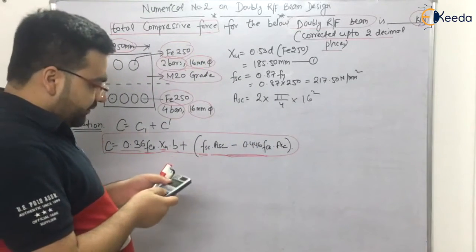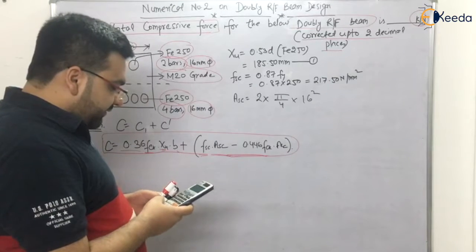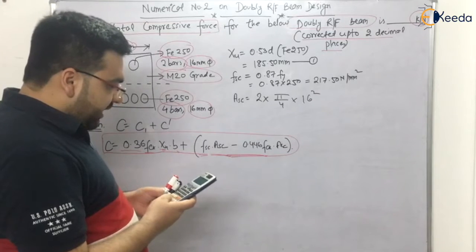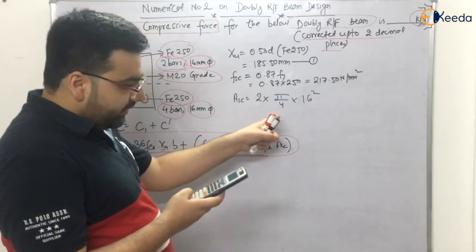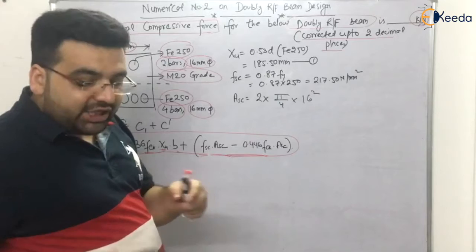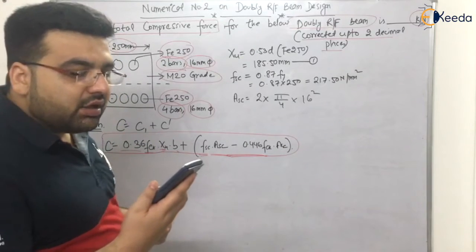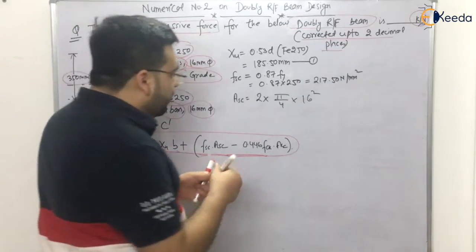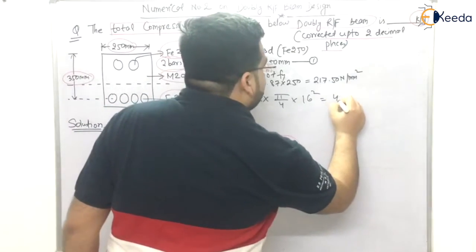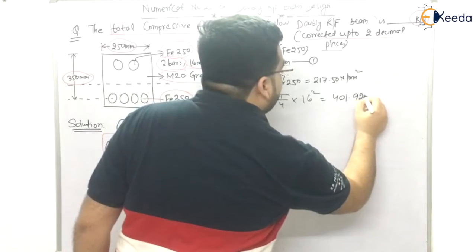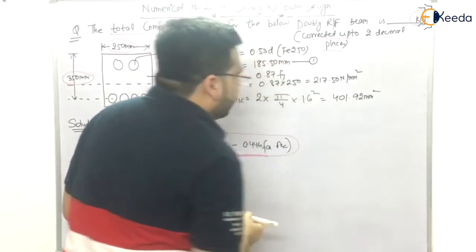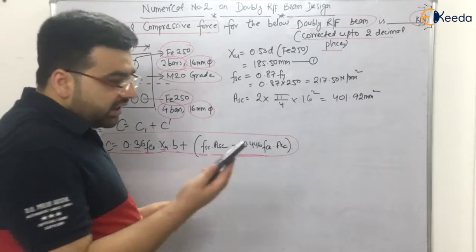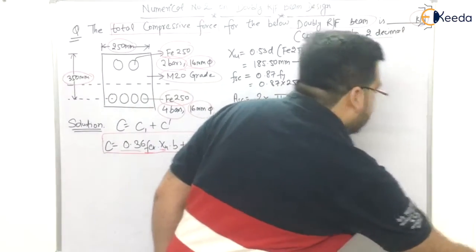So it will be equal to 3.14 into 16 square divided by 2, because it will get divided by 2, it will come out to be 401.92. I hope everybody is getting the same answer. 401.92 mm square, right? Was it 401 or 410? Let me check it again. Yeah, 401.92, right?